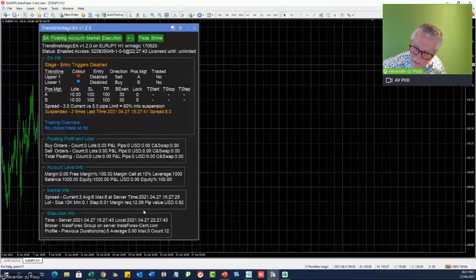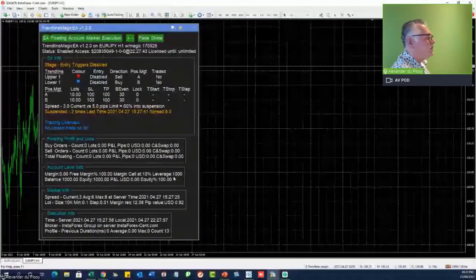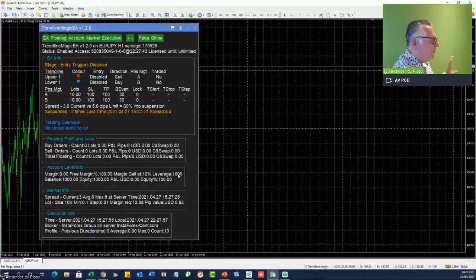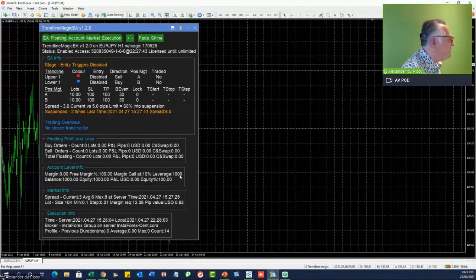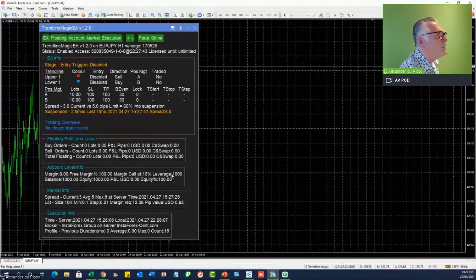The pip value is 92 cents, and as you can see, the account that I'm using is 1,000 to 1 leverage, and that's what makes it possible to double your account in one trade. You have to have high margin, but I think that's the information we need: the margin, the pip value, and the leverage. Okay, so away we go.